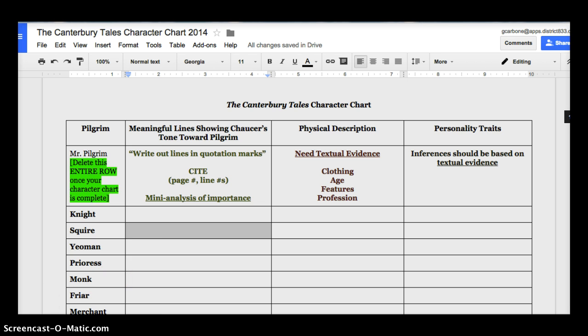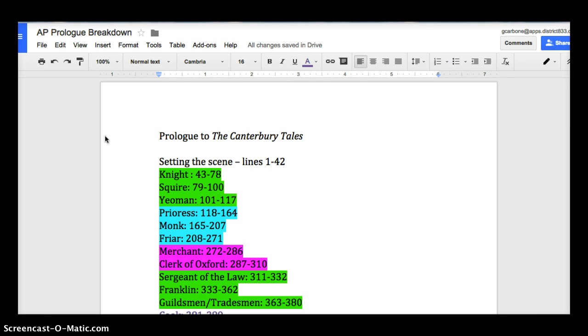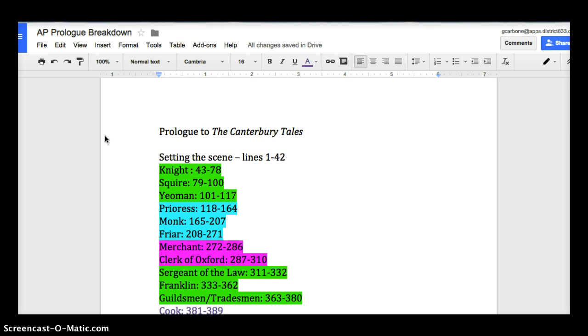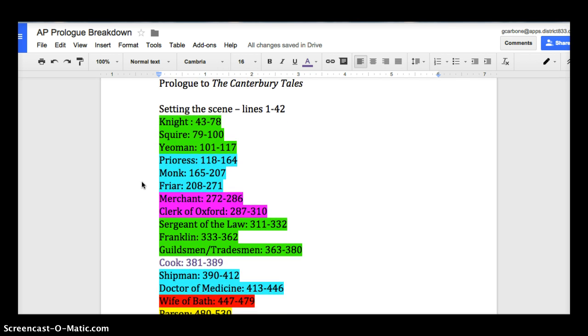of textual evidence. Here is the line breakdown of the entire prologue to help remind you of where we are within the reading. This may also be something that you want to type in the columns of the pilgrim section here, so that you note that the knight is discussed lines 43 through 78. That might help you refocus some of your pieces.